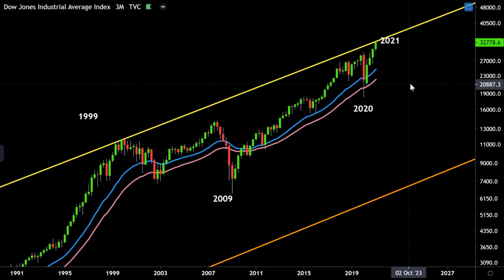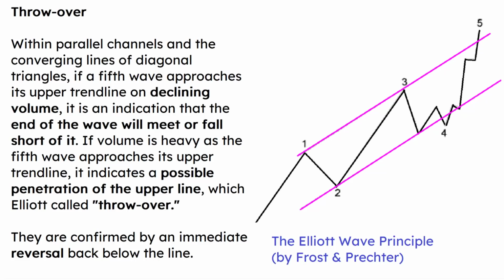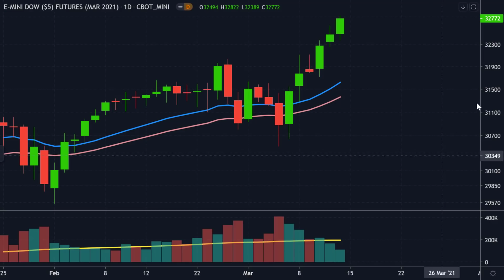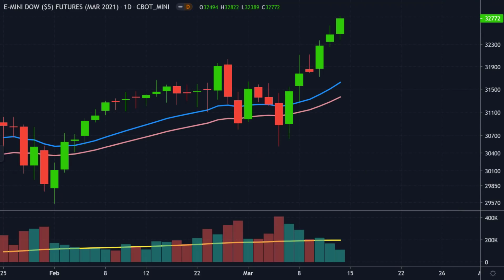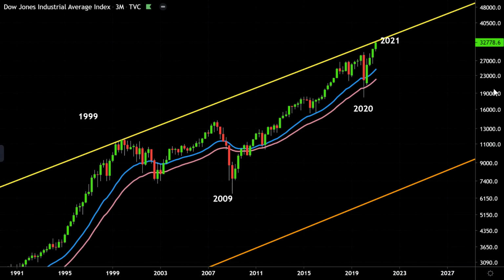But based on Frost and Prechter's principles of a throwover and based on declining volume, like we saw here, again, a rally on the Dow with declining volume, this seems to increase the probability that we will probably not go above the trend line. So that seems to indicate that we'll probably meet this trend line, but probably not go too much above that level. Indeed, probably just see a retracement or some kind of correction from that level.